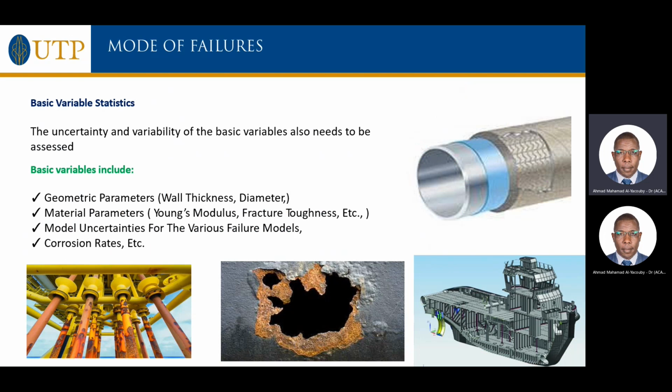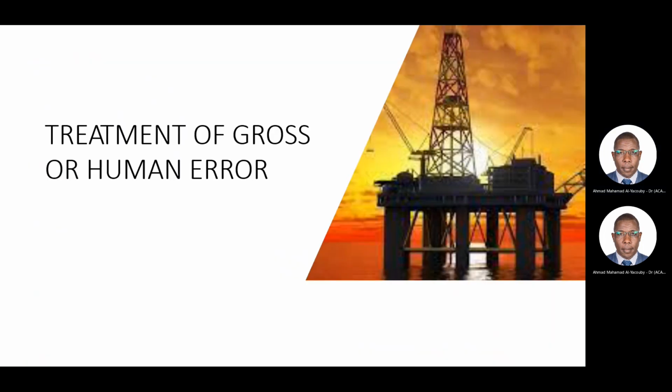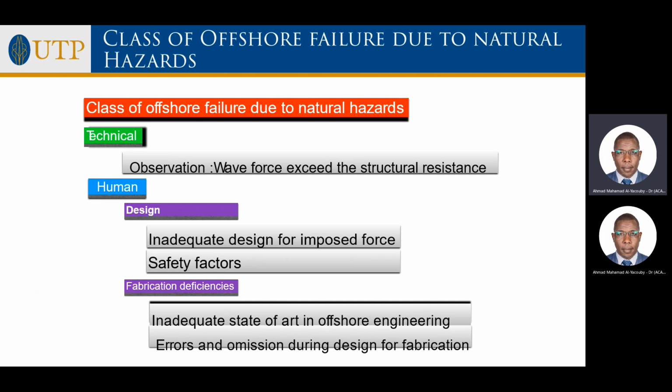Well, when we talk about mode of failure, the basic variables that may affect the mode of failure could be the geometric parameters and the material parameters, mainly the Young's modulus, the fracture toughness, and so on. We also have corrosion, which may affect the mode of failure of offshore platforms. So all this will be discussed in detail in this course. In addition to that, we will be discussing in detail the treatment of gross or human errors.